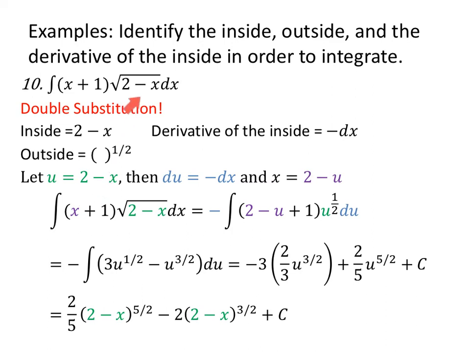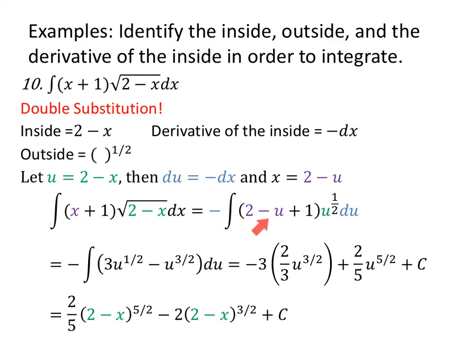Let's let u be 2 minus x inside that radical. Then the derivative of u is minus dx. If u equals 2 minus x, I can add x, subtract u, x equals 2 minus u. So the integral of (x plus 1) times the square root of 2 minus x dx, exactly what we had, is, the dx, that should be a minus du, right? I can just divide by minus 1 on both sides.